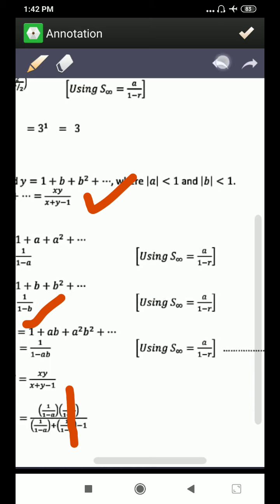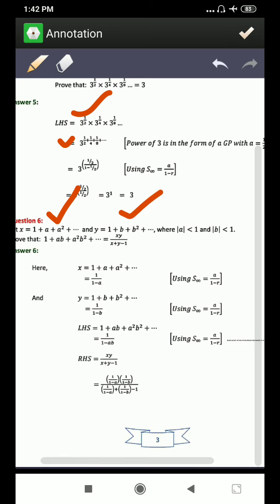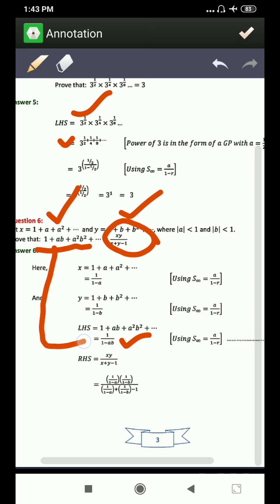So what we did till now: we obtained x using sum of infinite terms, we obtained y using sum of infinite terms, we calculated left hand side using the sum of infinite terms. Now in this left hand side you put the value of a and b. You have to prove it is equal to xy plus x plus y minus 1. So left hand side we have obtained it is equal to 1 upon 1 minus AB using the sum of infinite terms of GP.